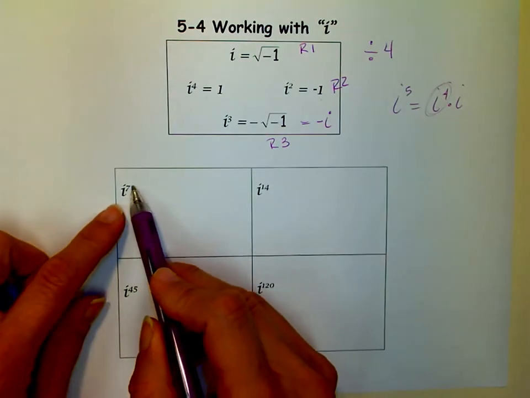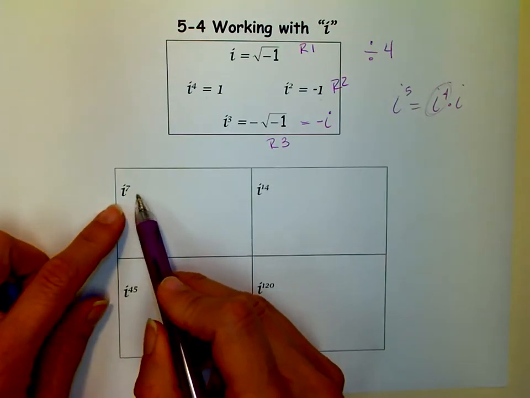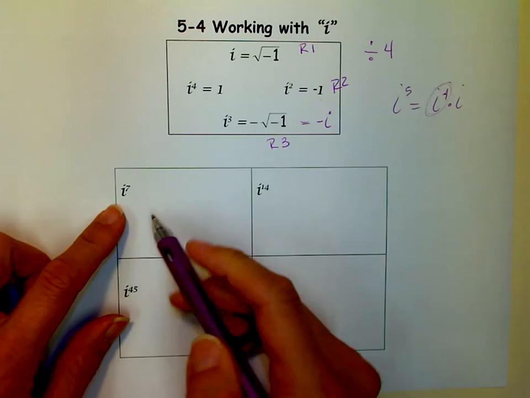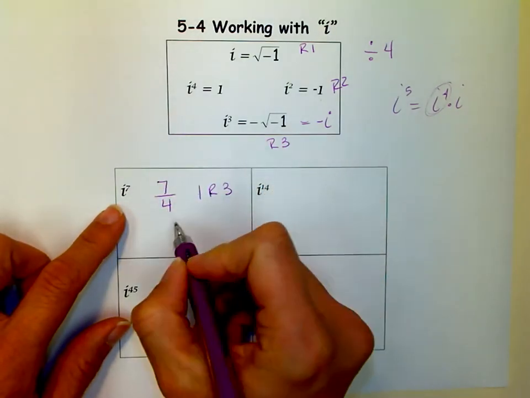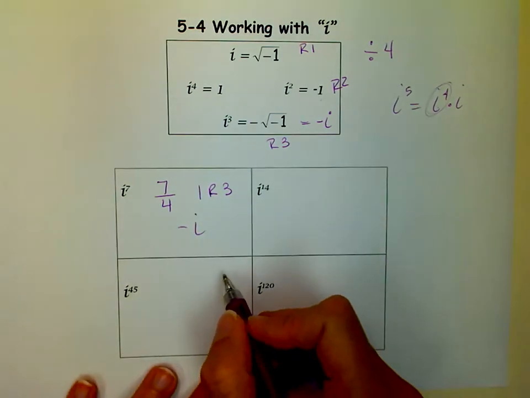I divide this by 4. Dividing 7 by 4 is 1 remainder 3. So I know this is -i. That's how I like to do it.